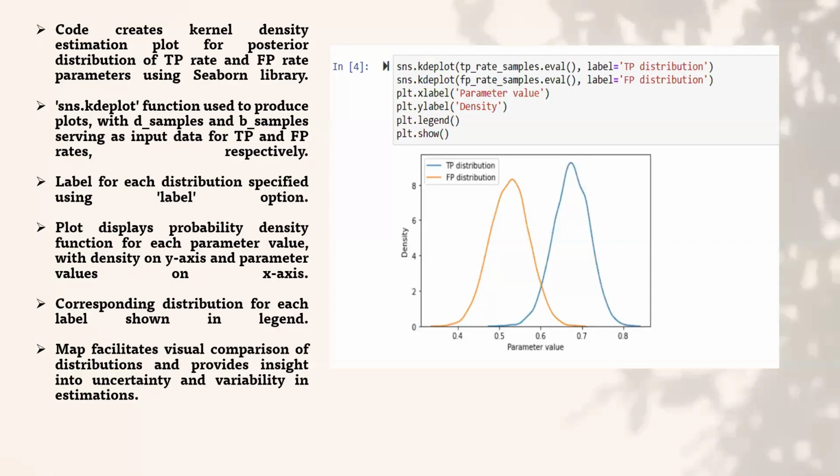The code utilizes the Seaborn function to generate the kernel density estimation plot for the distributions of TP and FP rate. It employs D samples and B samples as input data, with a label specified for each distribution, for visual comparison of parameter uncertainty.